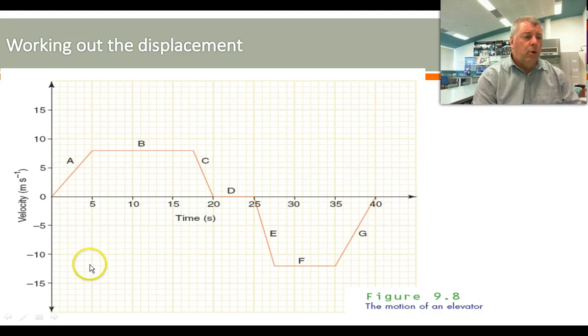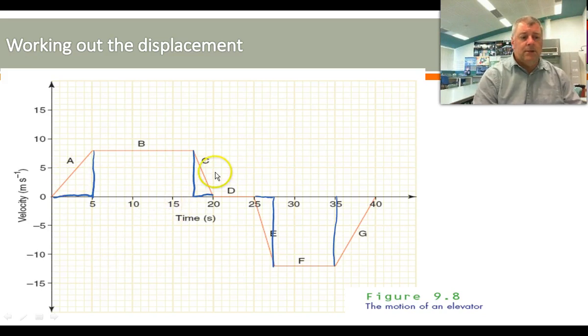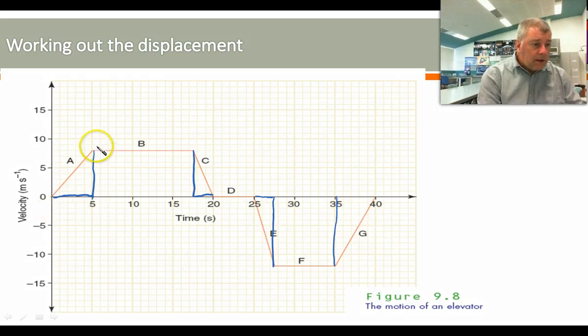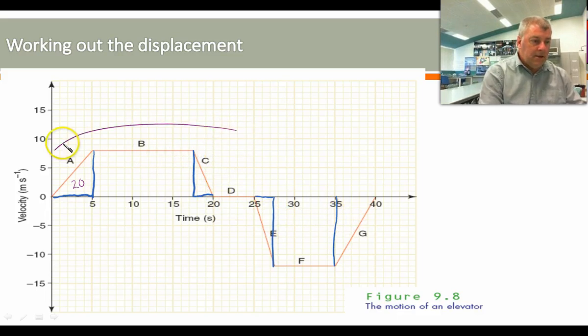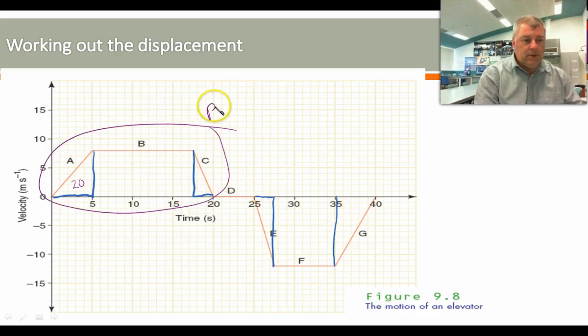So first of all, working out the displacement. Now what we'll do is we'll divide this into chunks as we've done previously. And if I get my pen up here, so this triangle here is 5 by 8, which is 40, so that's going to be 20 meters because it's meters per second and this is seconds. And so we'd work our way through this, working out these areas, recognizing that these guys here give us positive displacement.